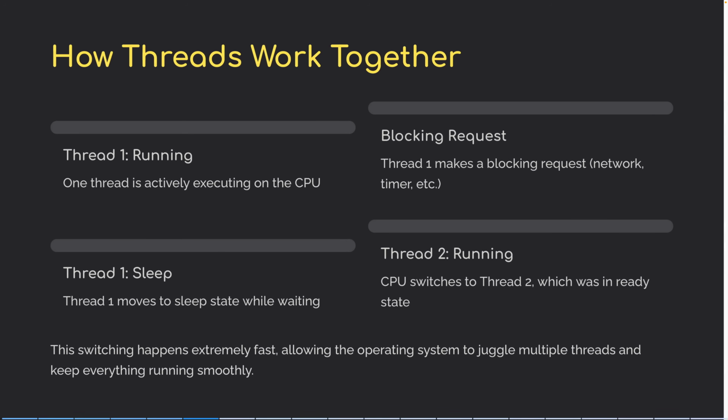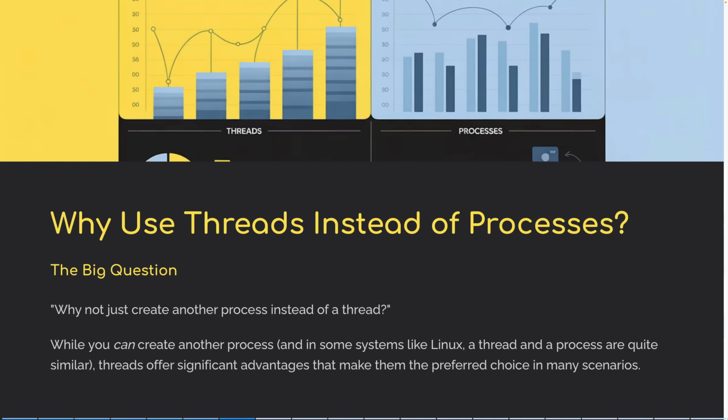How do threads work together? First, thread 1 is running, actively executing on the CPU. Next, thread 1 makes a blocking request and goes into the sleeping state, and the CPU switches to thread 2, which is in the ready state. This switching happens extremely fast, allowing the operating system to juggle multiple threads and keep everything running smoothly.